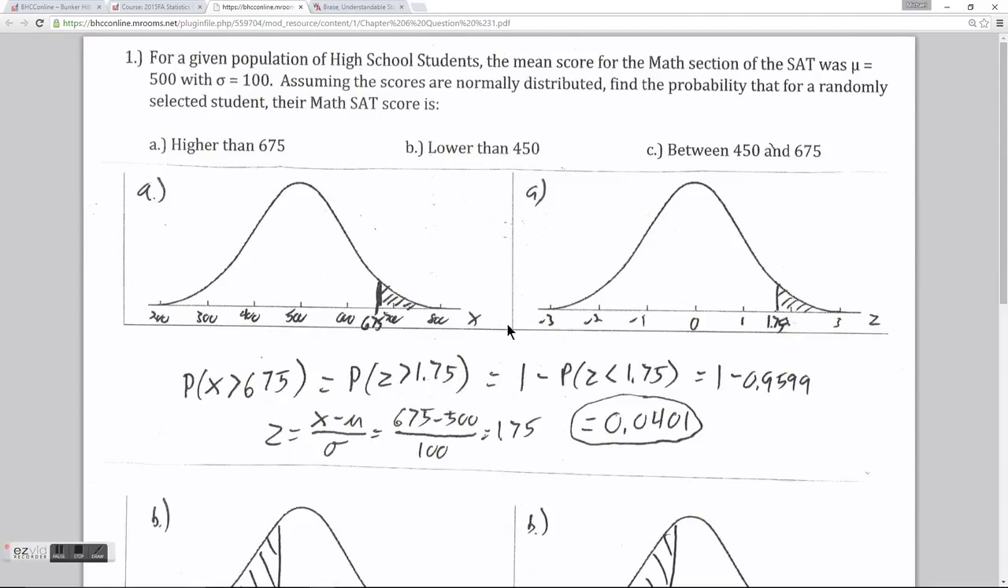In this problem, we're going to look at a set of data on SAT scores from a high school. What we're told is that the SAT scores at this high school are normally distributed with a mean of 500 and a standard deviation of 100. And we're asked to find the probability that if I chose a student at random, their SAT score would be in a few different ranges.